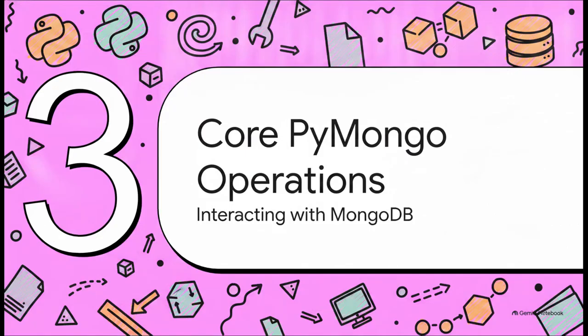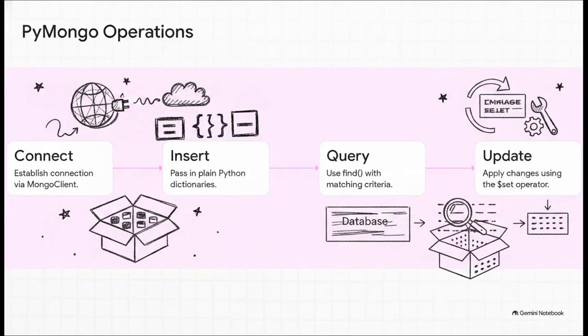Now for Section 3, core PyMongo operations. The operational flow here is beautifully straightforward. It mirrors the standard database interactions you already know: connecting, inserting, querying, and updating. But the real magic is that it relies entirely on natural Python dictionaries instead of handwritten SQL strings. That means absolutely no more messing around with concatenating strings or writing raw SQL queries.